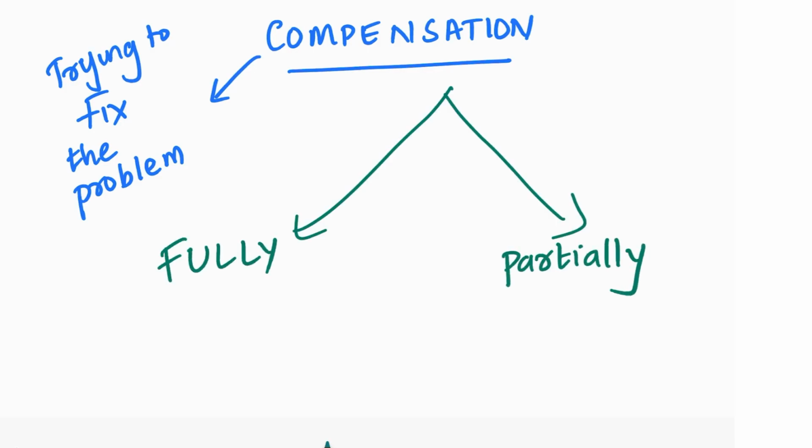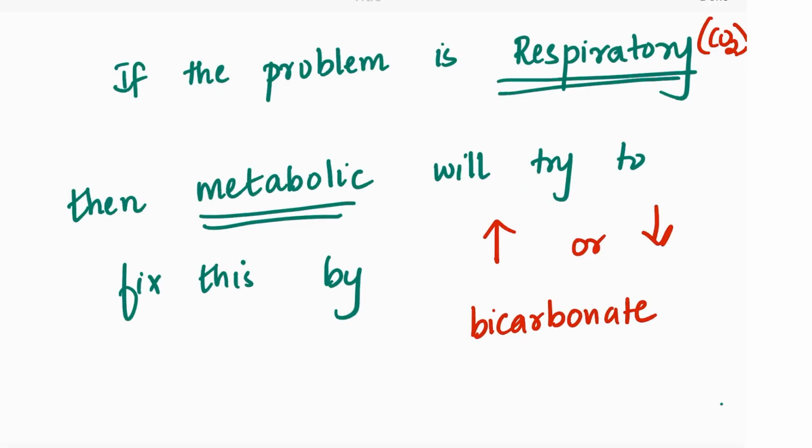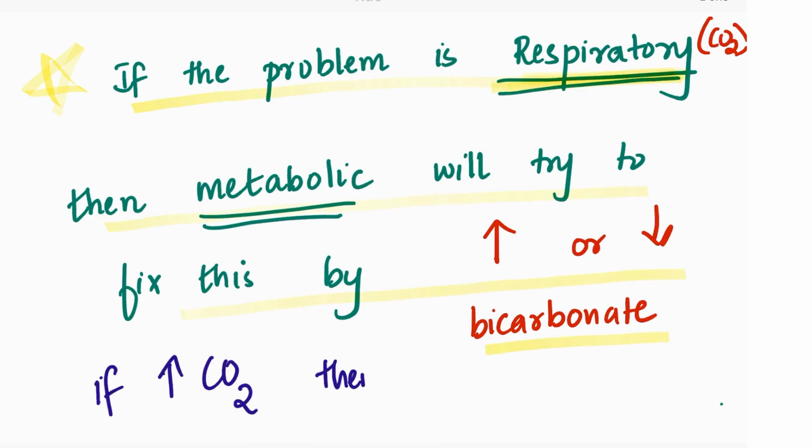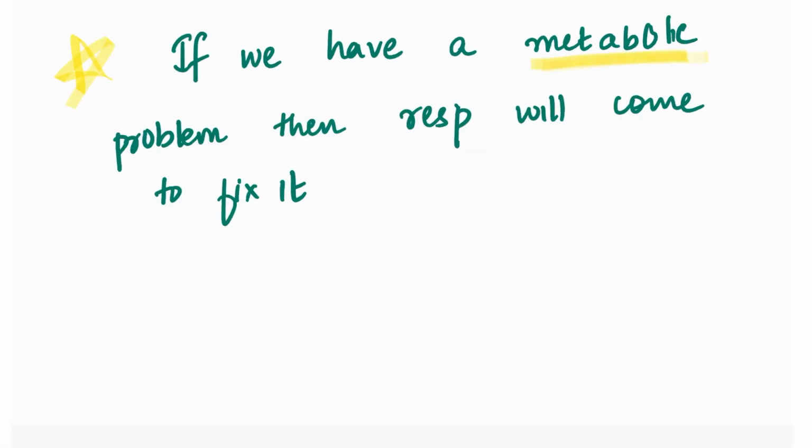So if there's a problem with the respiratory, that is, if the carbon dioxide is abnormally high or low, then the metabolic will step in and try to fix this problem by increasing or decreasing the bicarbonate. If high carbon dioxide is there, then the body will increase the bicarb to compensate for the increased acidic state of the body. If we have a metabolic problem, then respiratory will come to fix it.